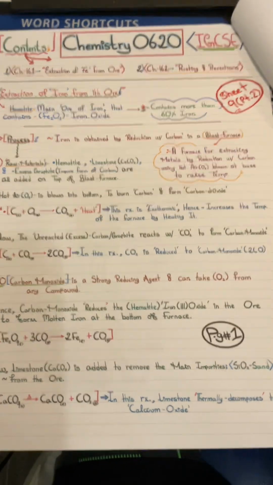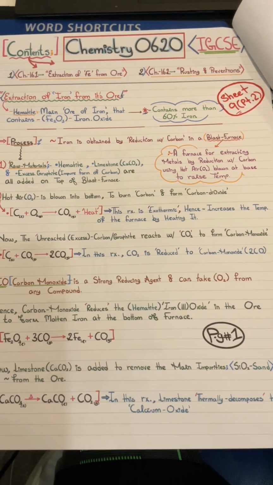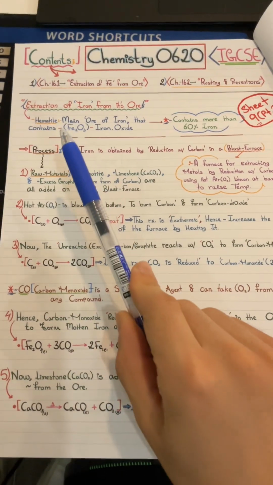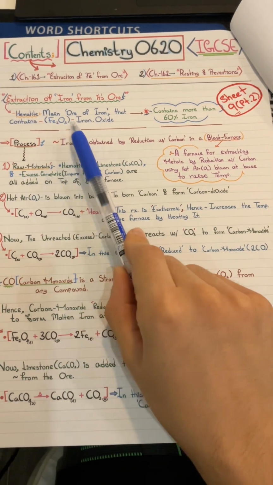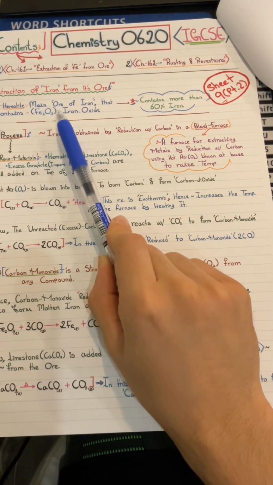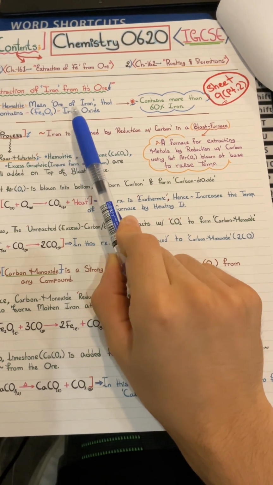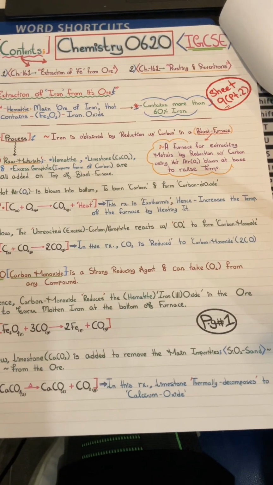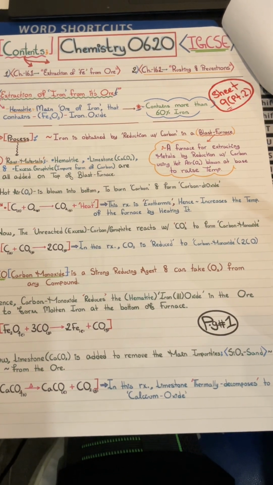Now we will have a look at extraction of iron from its ore. What is the main ore of iron? The main ore of iron is hematite. Hematite is the main ore of iron that contains Fe2O3, iron oxide. Okay, it contains more than 60% iron.